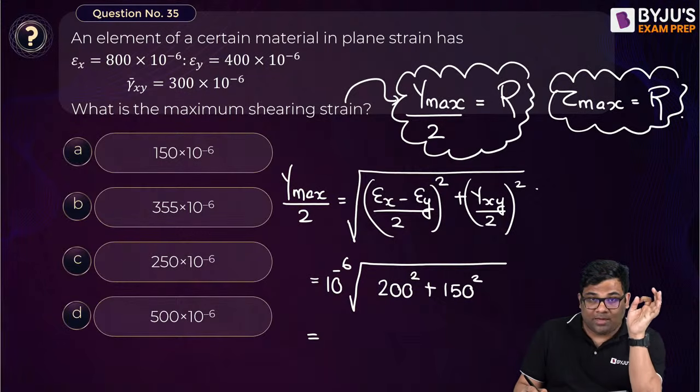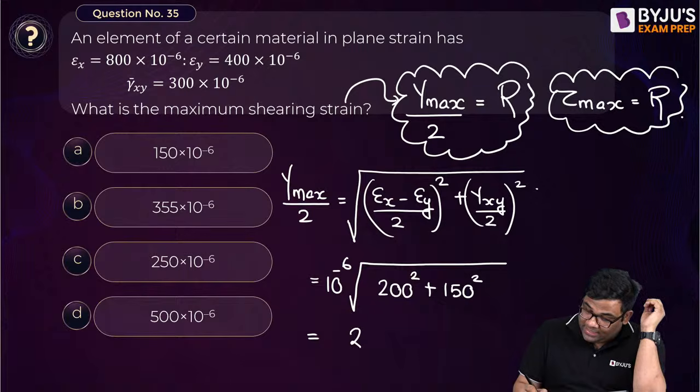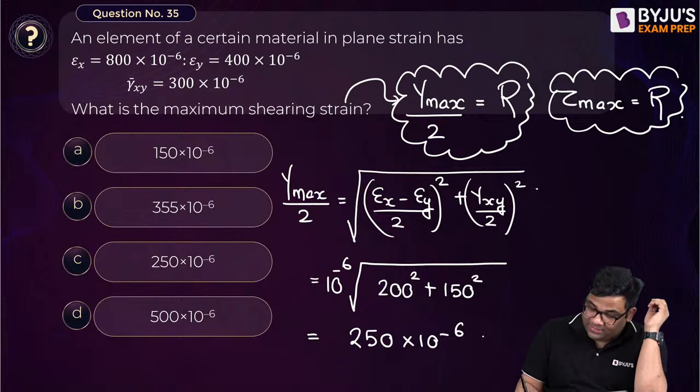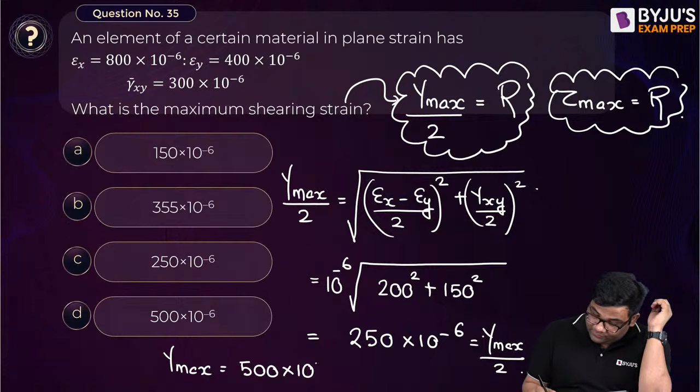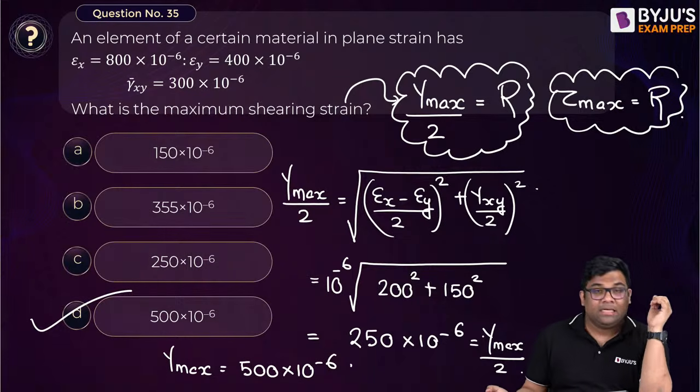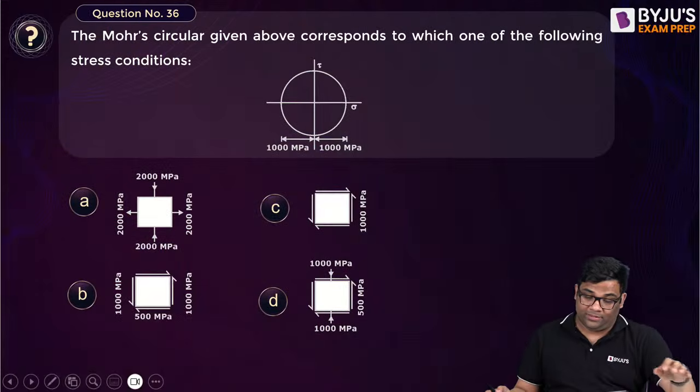4000 plus 22500. That means what? 625000. Yes, that means what? I get 250 into 10 to the power minus 6. But this is not the right answer, because this is the maximum shear strain divided by 2. So the maximum shear strain, how much do we get? We get the maximum shear strain as 500 into 10 to the power minus 6. Yes, the answer is D. Next question, question number 36.